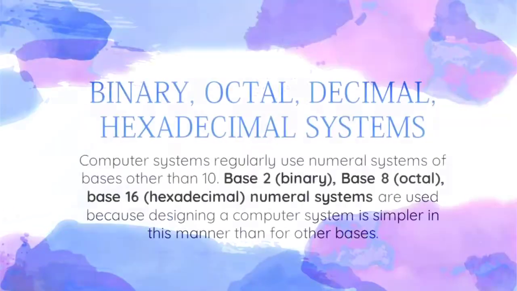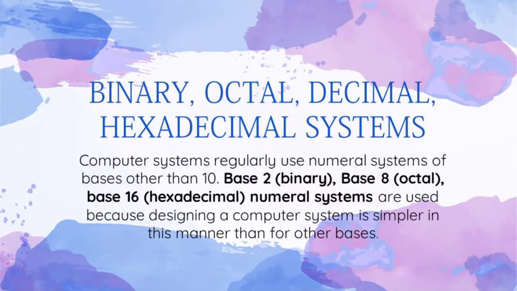Next, we are going to tackle binary, octal, decimal, hexadecimal systems. Computer systems regularly use numeral systems of bases other than 10. Base 2, binary, base 8, octal, base 16, hexadecimal numeral systems are used because designing a computer system is simpler in this manner than for other bases.